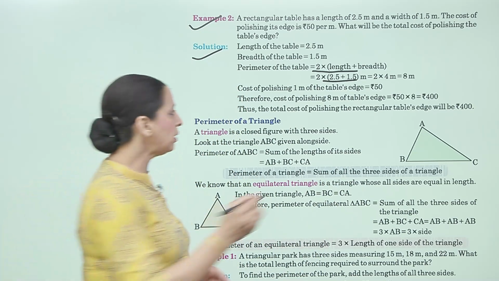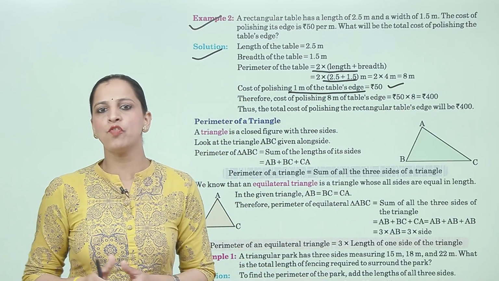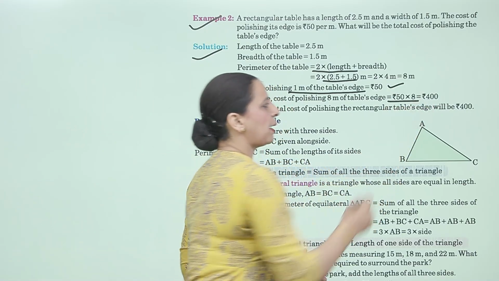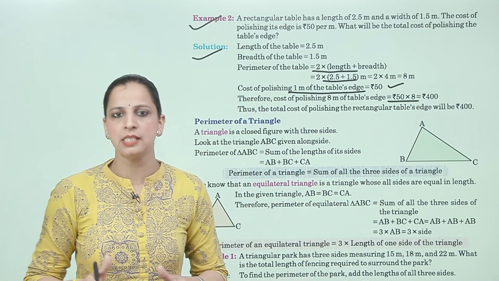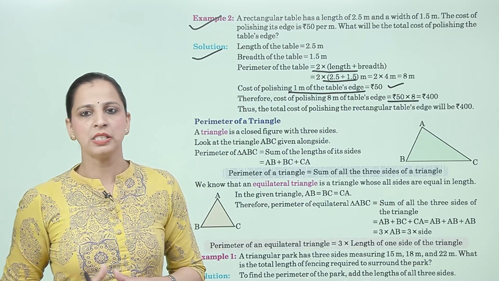Cost of polishing 1 meter of the table's edge is 50 rupees. Therefore, cost of polishing 8 meter of table's edge is rupees 50 multiplied by 8 is equals to rupees 400. Thus, the total cost of polishing the rectangular table's edge will be rupees 400.